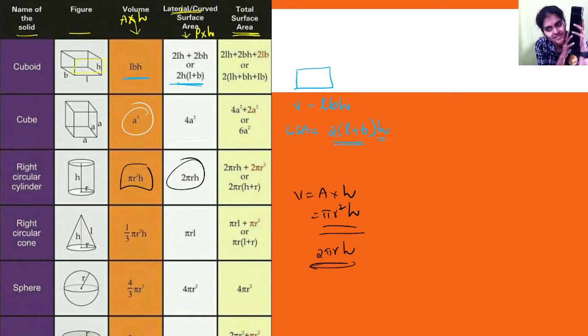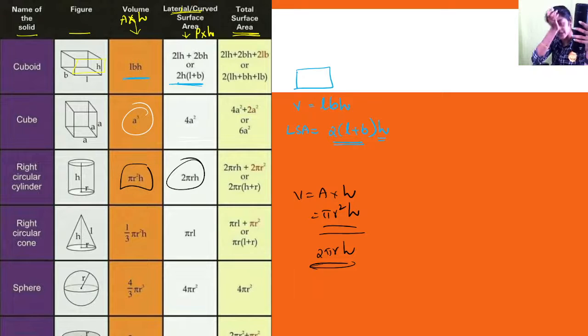Now what is curved surface area? All this surface, this one, is a curved surface. If I want the total surface area along with this, you will also take the top portion and the bottom portion. Top and bottom are circles. This is the curved surface area.